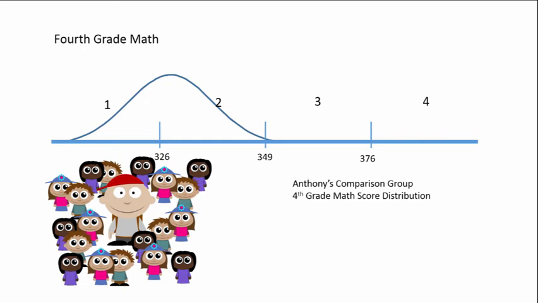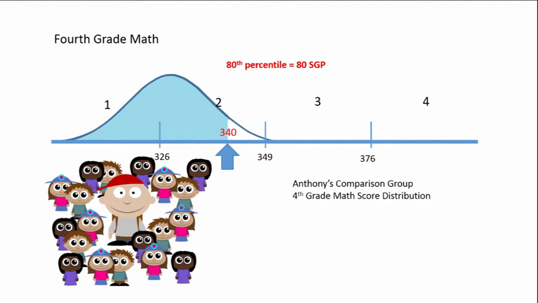Here you can see that overall, Anthony's comparison group performed lower than the state average. The highest performing students in Anthony's comparison group barely made proficiency. Recall that Anthony scored a 340 on his fourth grade math assessment. Analyzing the data more closely, we see that Anthony performed better than 80% of his comparison group. This 80% translates to a student growth percentile of 80. In Utah's state accountability system, an SGP of 40 or higher is considered to have made sufficient growth. In Anthony's case, his SGP of 80 is considered high growth.